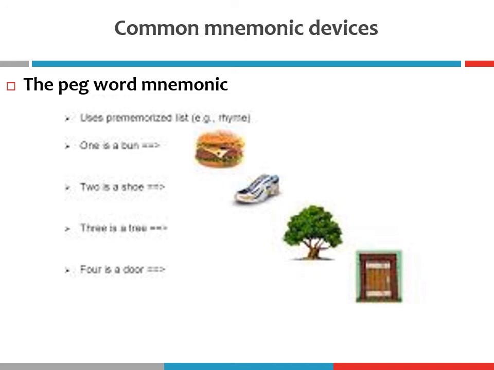So again, it includes all of the components here, because we have information that's already associated, or that's already in our long-term memory, being associated with new information. We have mental imagery because we're coming up with these images, and again, it's self-generated because we're creating the images ourselves. Okay, so this was just meant to be kind of a short video talking about some of the most effective mnemonic devices and why they are effective.